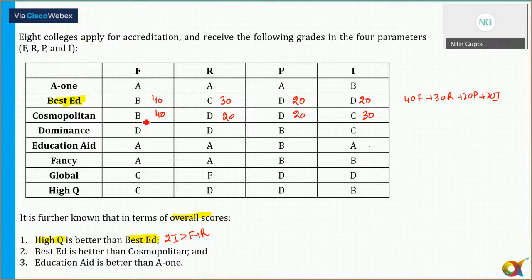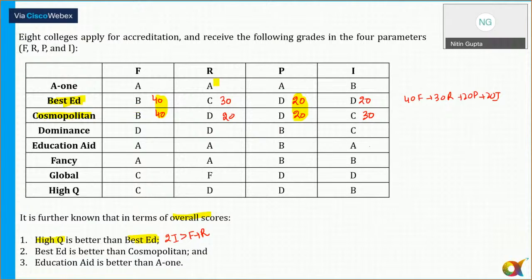So when it comes to the comparison of the best ed and the cosmopolitan side, in the parameter F, both of them are getting the same. In the parameter P, both of them are getting the same. So the difference, it says best ed is better than cosmopolitan. This can't happen because of the parameters F and P, because in parameters F and P, both of them are getting the same number of points. So even if I multiply it by the weightage, that will be the same. So the difference can happen only because of the parameters R and I.